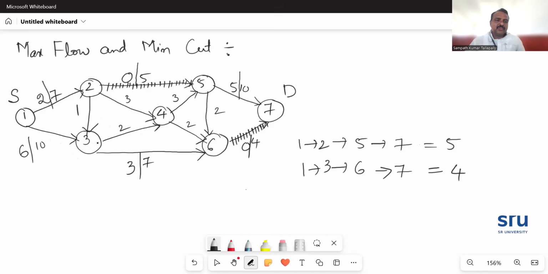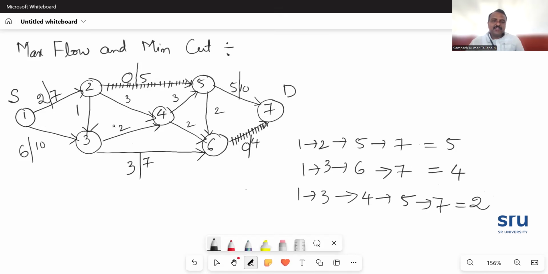Okay. So now I can even go in this direction from 1 to 3. And from 3, I can go to 4, right? And from here to here I can go, and I can go in this way also. So the path will be 1 to 3, 3 to 4, 4 to 5, and 5 to 7. And what is the minimum of all these edges which are going to be sent in this direction? The minimum will be equal to 2.